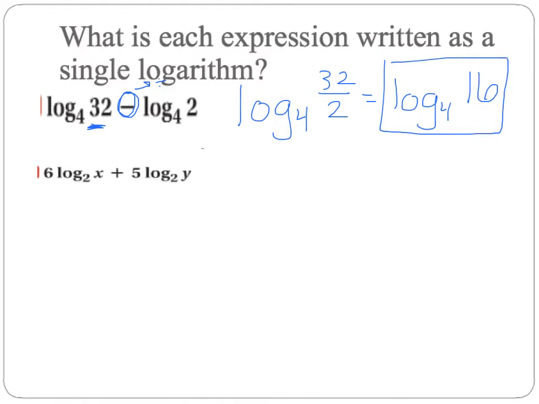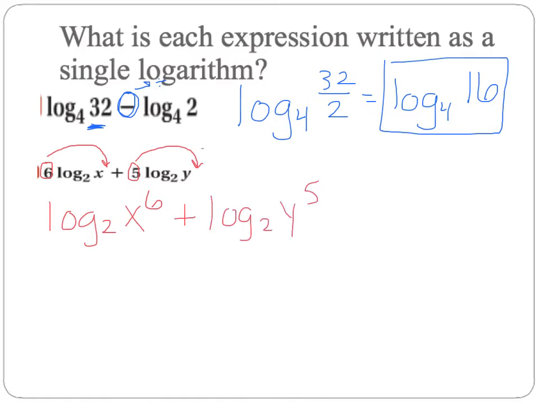Now for the second problem, there's actually two different things going on here. First, there's a number out in front. And when there's a number out in front and you are trying to write it as a single logarithm, you want to bring that back into the equation. So if I'm multiplying a number by a log, that's like an exponent on the inside. So log base 2, and then this becomes x to the 6th plus log base 2, and this becomes y to the 5th, bringing it back inside of the equation.